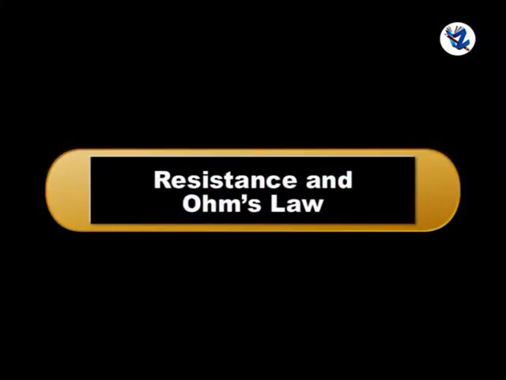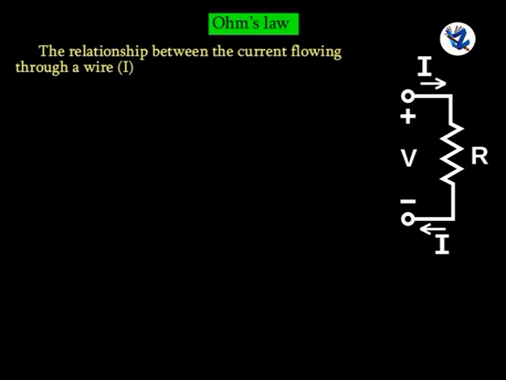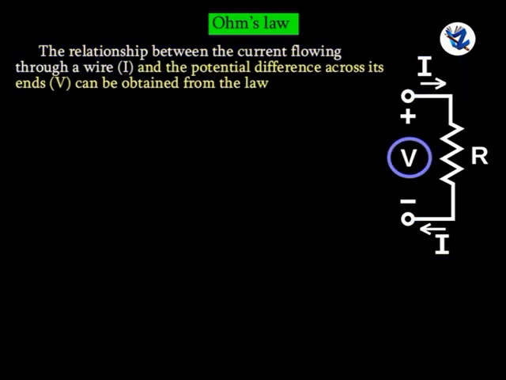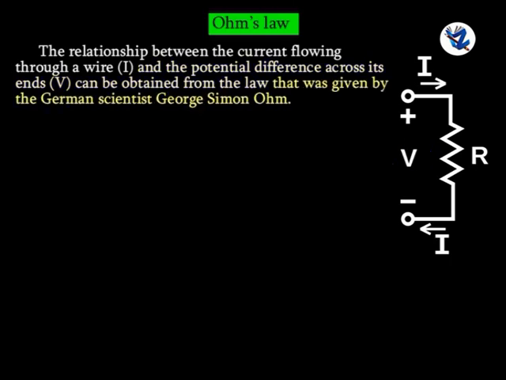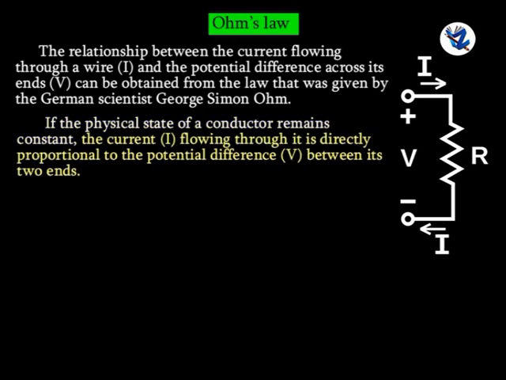Now, resistance and Ohm's law. The relationship between the current flowing through a wire I and the potential difference across its ends V can be obtained from the law that was given by the German scientist Georg Simon Ohm. If the physical state of a conductor remains constant, the current I flowing through it is directly proportional to the potential difference V between its two ends.